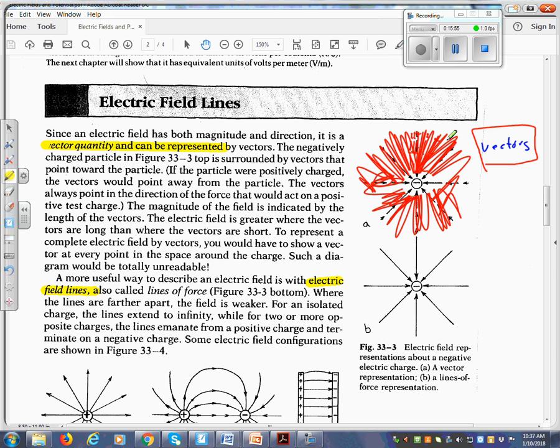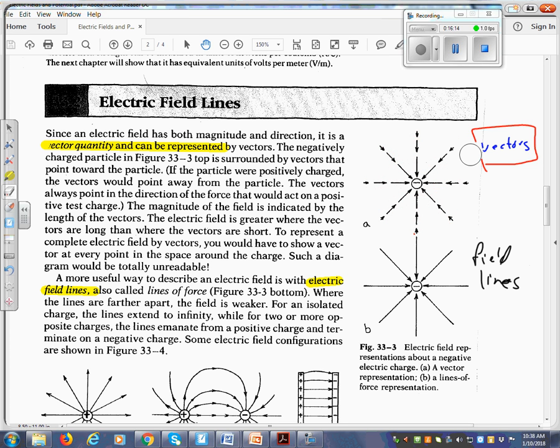These ones are vectors up top. These ones down here are field lines. Now, there is one difference between the vectors that you see up here and the field lines down here. What's the difference between these guys up here and these guys down here?